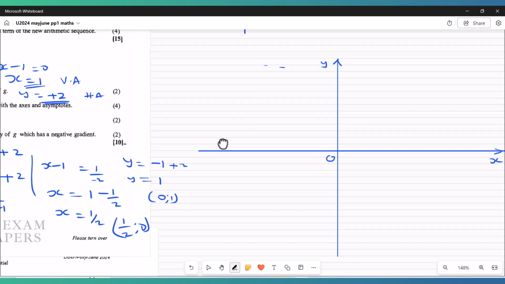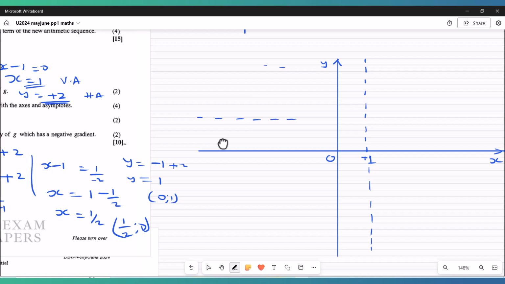I'm going to make it dotted so that it doesn't confuse us with the y-axis. So this is positive 1, and this is x equals 1. Then we have the other asymptote, which is y equals positive 2. Now I'm going to put it here. Y equals positive 2.